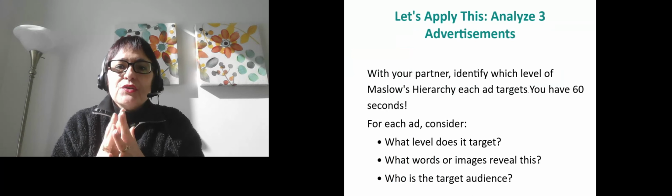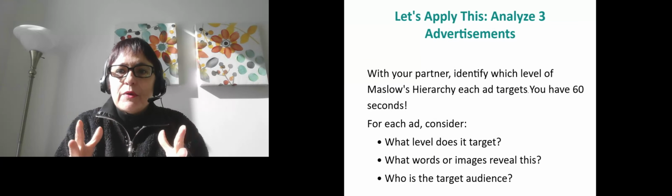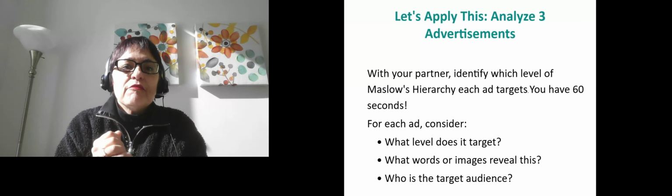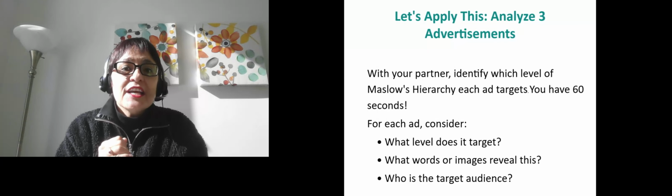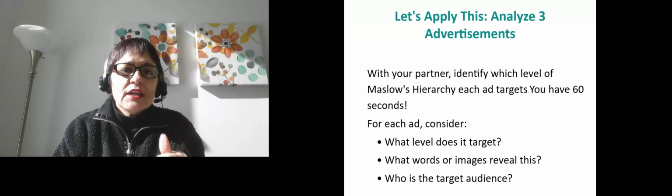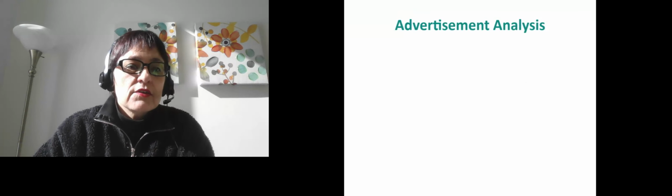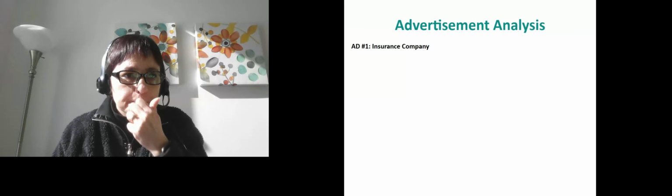So let's apply this. Now, I'm going to show you three advertisements, and with your partner, identify which level of Maslow's hierarchy of needs each ad will target. Consider what level it targets, what words or images will reveal this, and who's the target audience. So here's the first ad.